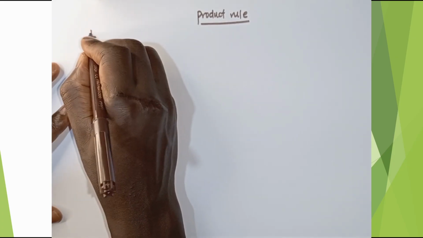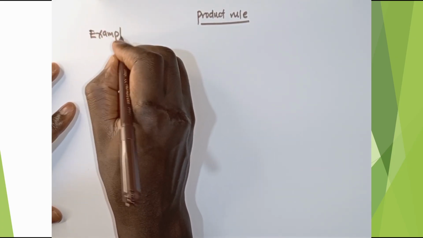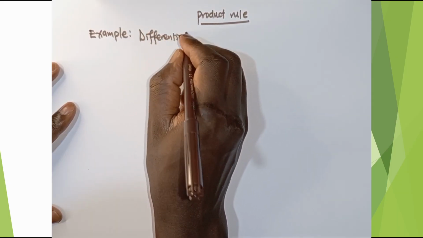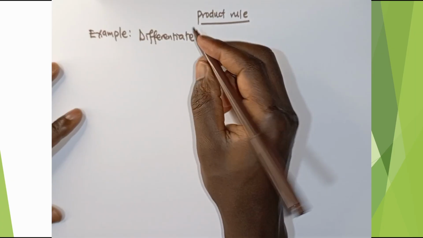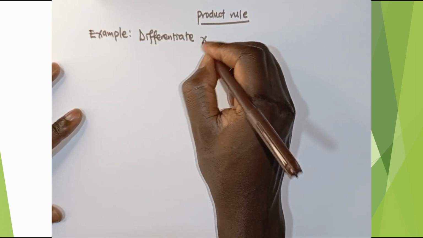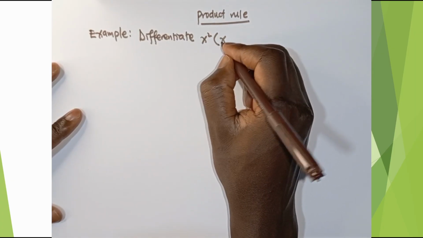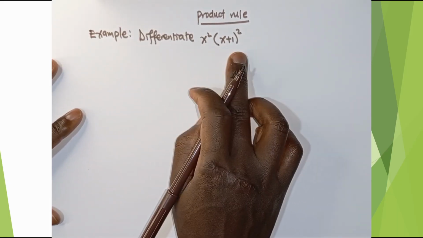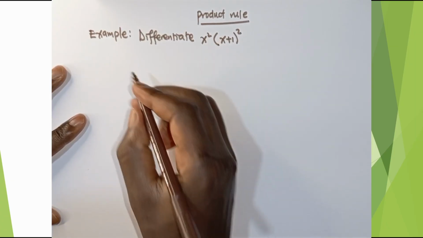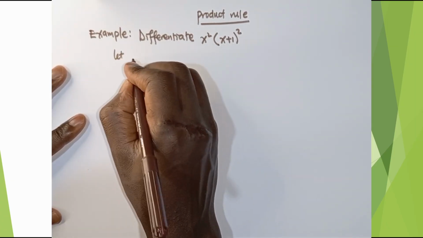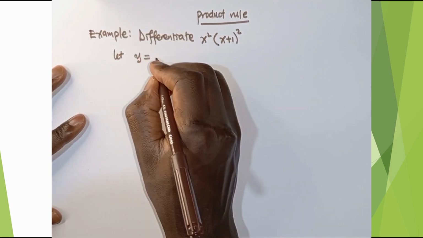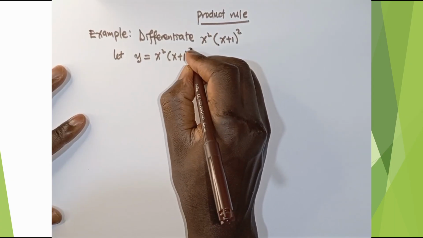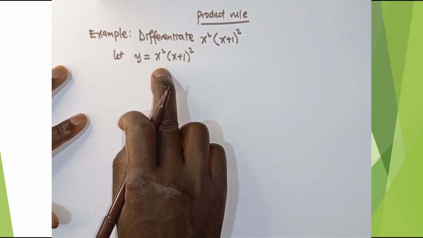Our next example says, differentiate x squared into x plus 1 everything squared. Now here they have not given you the y. So whenever you find such a thing, you have to first let y equal to what they have given you. Why do you let y to be that? Because you are going to use what to call dy by dx. So now when you find such a thing, the next thing we begin.